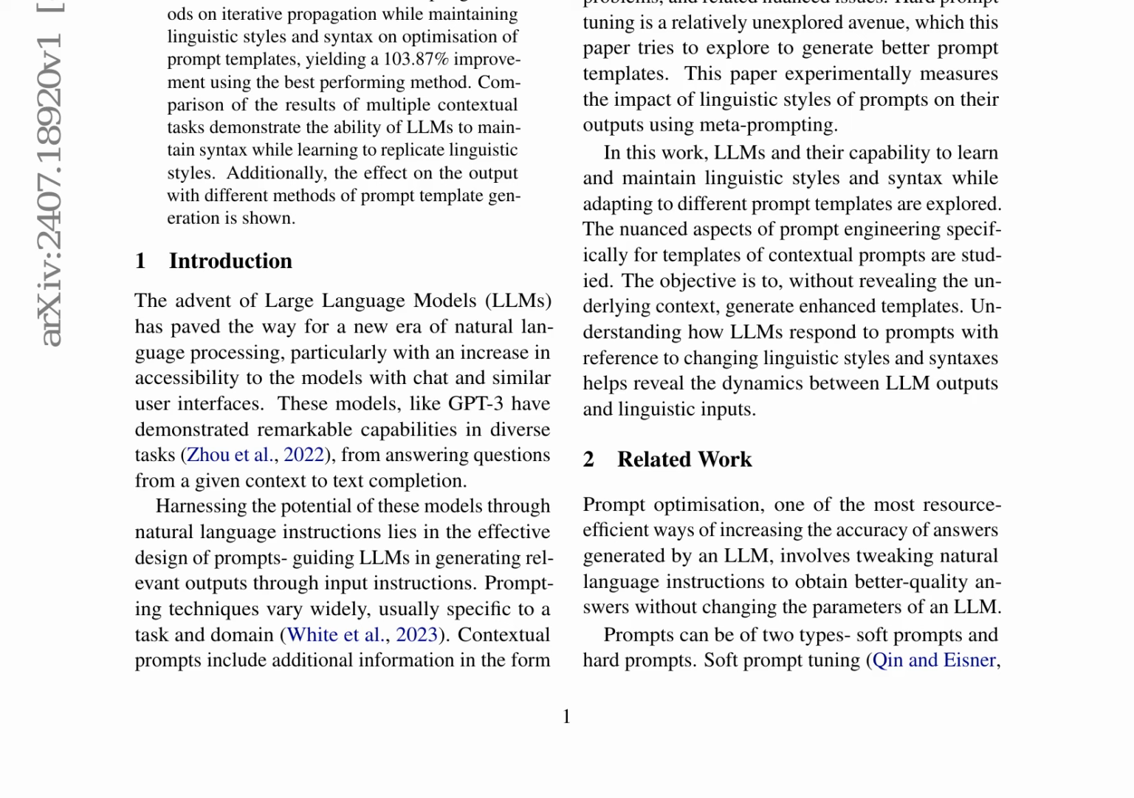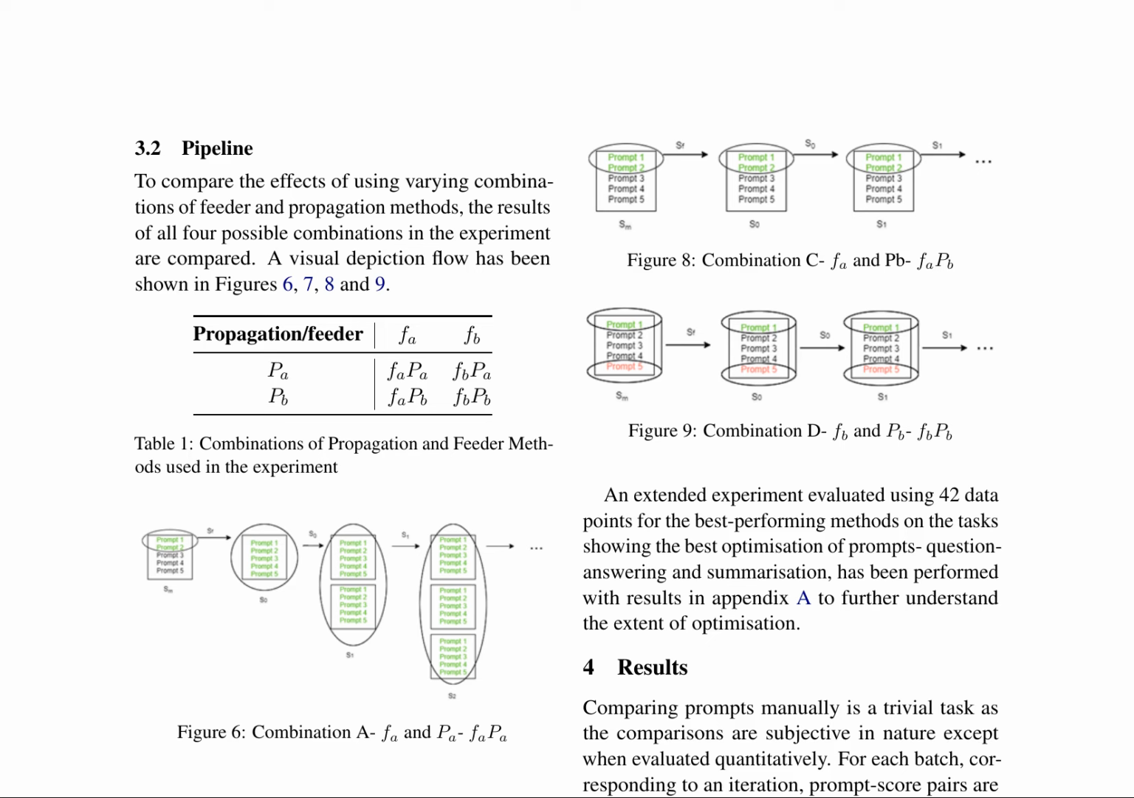The paper demonstrates a 103.87% improvement using the best-performing method, showcasing the ability of LLMs to maintain syntax while learning to replicate linguistic styles. The results highlight the impact of linguistic styles of prompts on their outputs using metaprompting. The authors also study the nuanced aspects of prompt engineering, specifically for templates of contextual prompts, to generate enhanced templates.